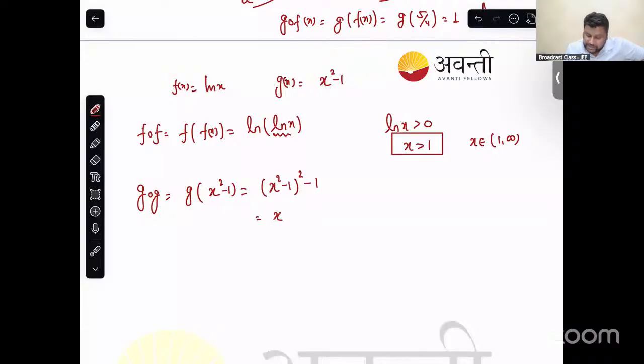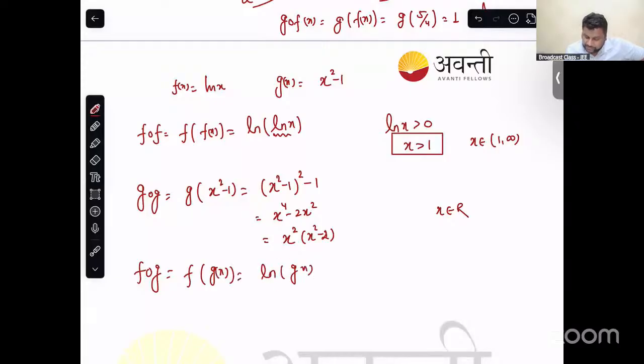So it is x to the power 4 minus 2x square. So that is x square into x square minus 2. Domain is what? Everything is possible here. So domain is x belongs to R. Now if I talk about f o g, that is f of g of x. That is ln of g of x. That is ln of x square minus 1.